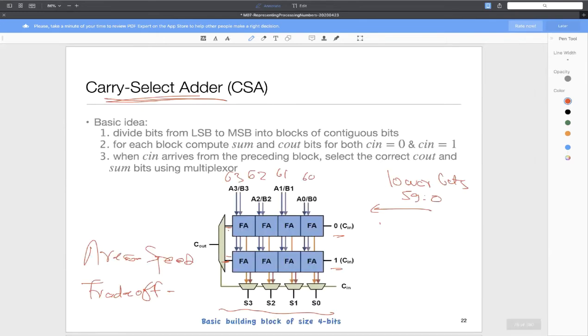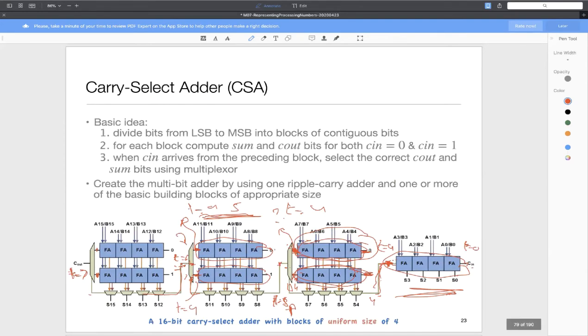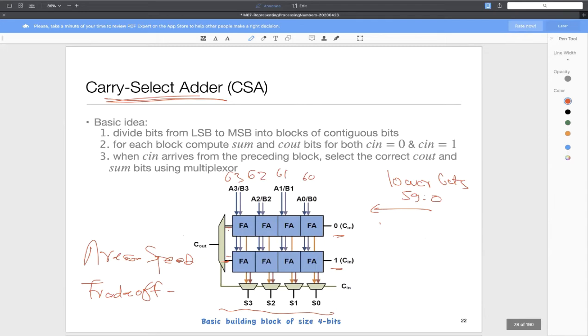So here in my example, I'm calculating both the cases, and then once I know C in from the preceding stage, I will select that. That's what the job of a mux is, right? The output here can only occur after all three are available, and likewise for the sums. But the sums we don't care about the speed of, so we are optimizing this one, right?